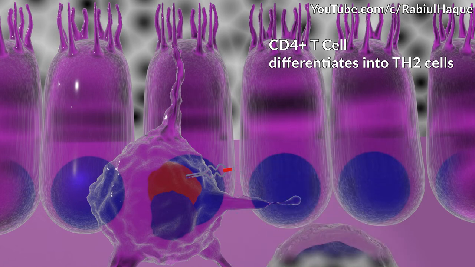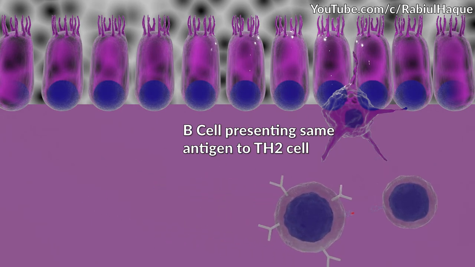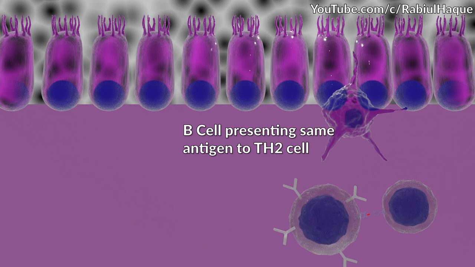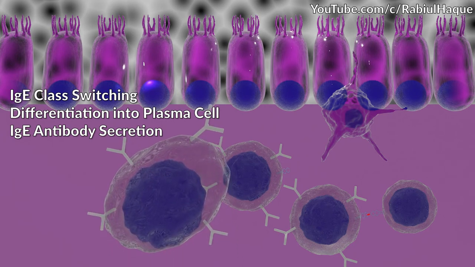When the same antigen is presented to T helper 2 cell with the help of B lymphocyte, interleukin-4 that was released from T helper 2 cell will result in class switching to immunoglobulin E in these B lymphocytes. Normally, B lymphocytes produce immunoglobulin M, but upon stimulation of interleukin-4, they will class switch and begin to produce immunoglobulin E. Ultimately, they will be differentiated into immunoglobulin E secreting plasma cells. Note that plasma cells have eccentric nucleus.